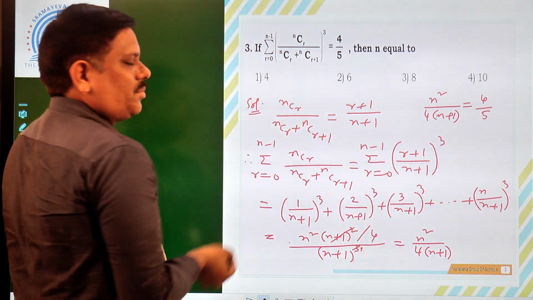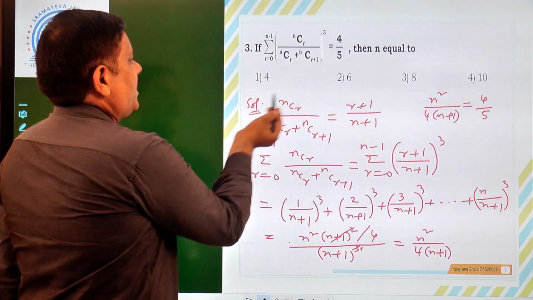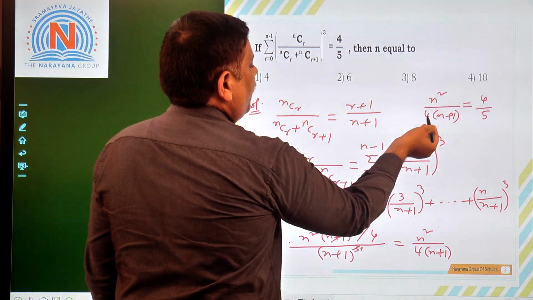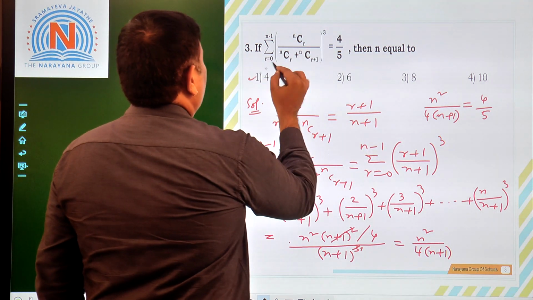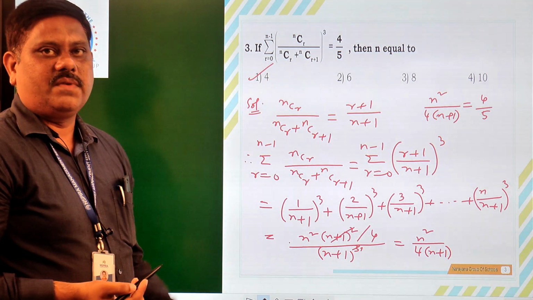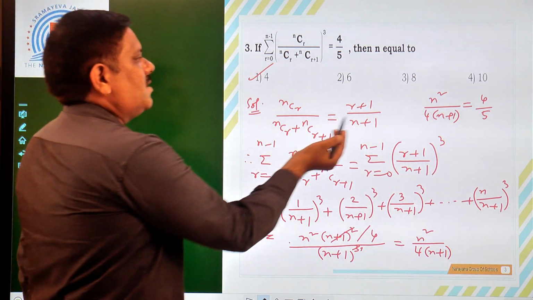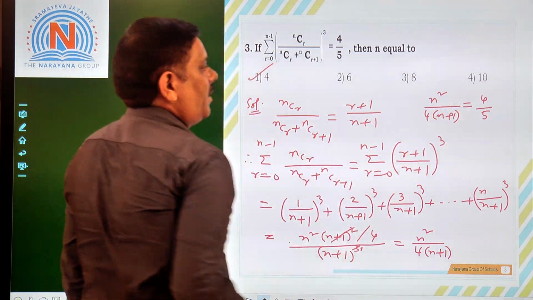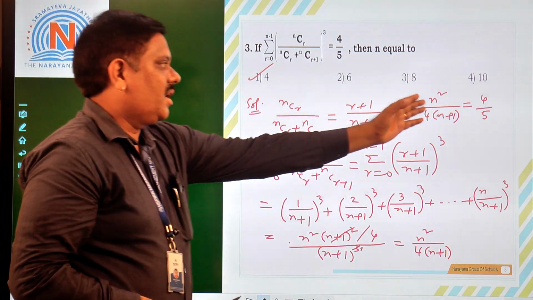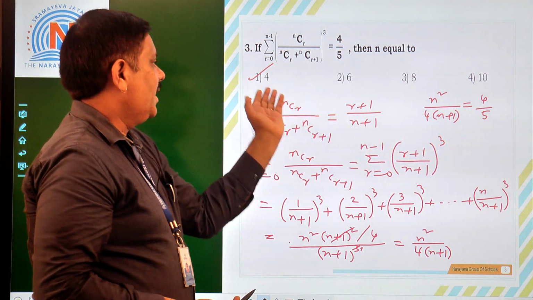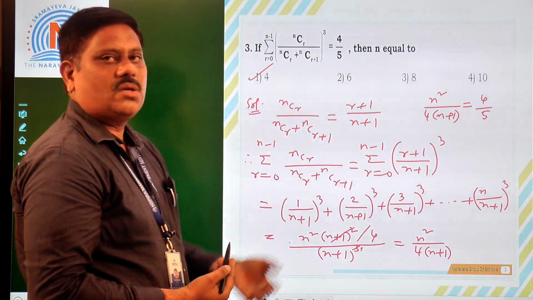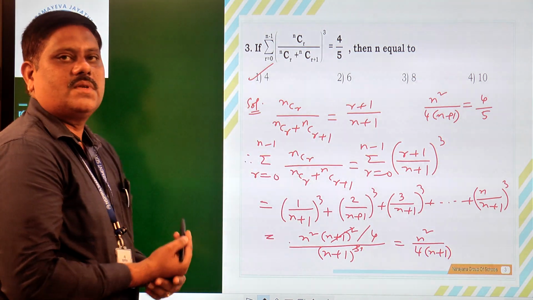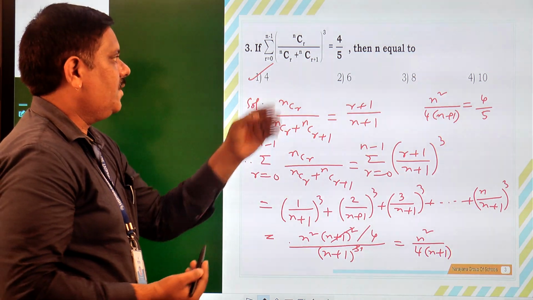You can verify with options or you can solve it. If you take n is equal to 4, that is 4 square by 4 into 5, which is nothing but 4 by 5. So the first option will be the right option for this particular question. Or else you can simplify this, cross multiply it and go for a quadratic expression. You will get a quadratic equation, you solve for n. There again one of the values of n you get as 4. So that is the right option. The answer for n is 4.